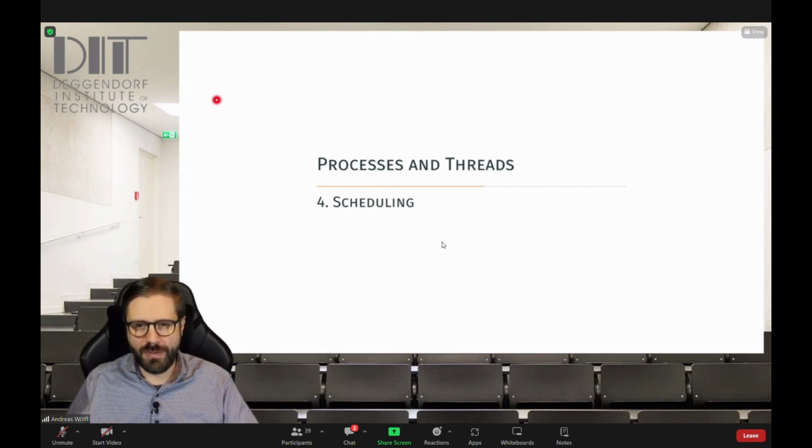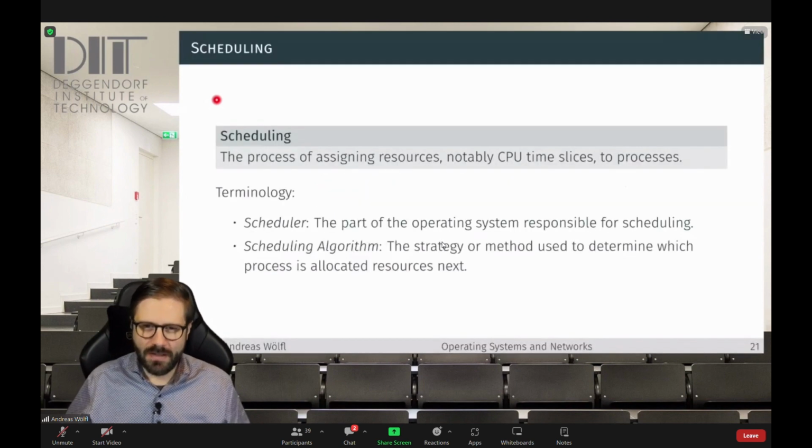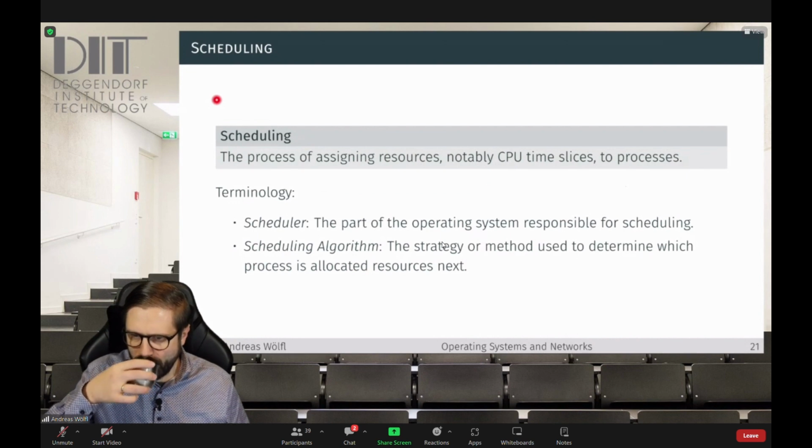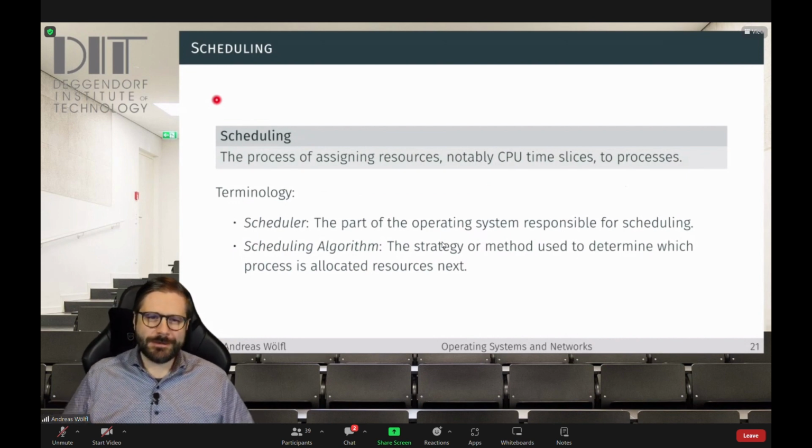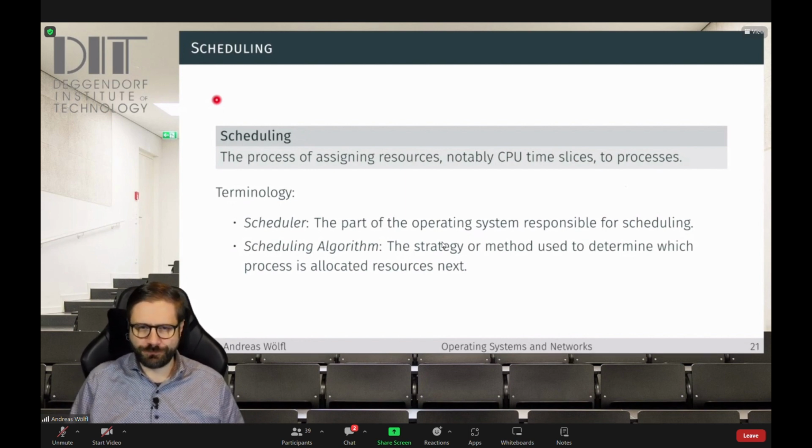So we pick it up again with scheduling. And we briefly talked about scheduling before. Scheduling is the process that the operating system does to assign a CPU to a process. Scheduling in general can be generalized to any resources, but typically in an operating system, this is CPU time or CPU time slices, because the operating system can also decide to take away the CPU from a process.